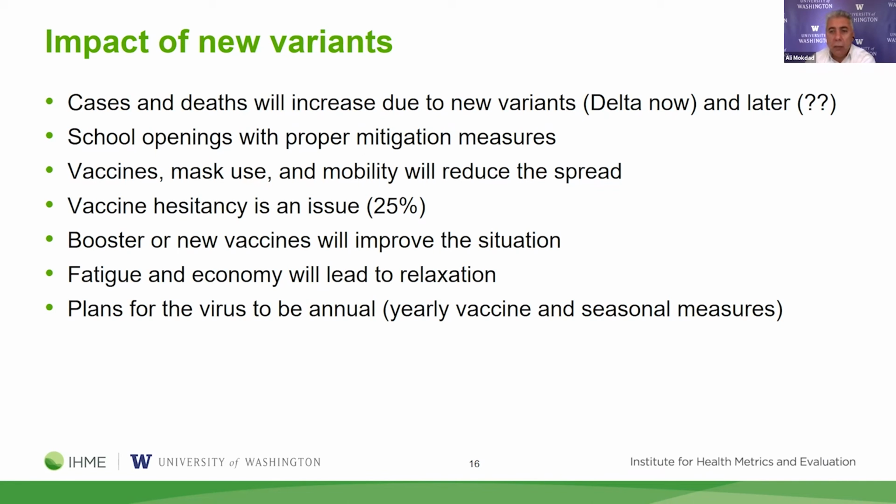A booster or a new vaccine, meaning developing a new vaccine that will attack the new variants like we do with flu vaccines every year, where we tweak it to be more relevant to what's circulating, will help a lot. But at the same time, fatigue and economy will lead to relaxation. Many countries, many locations will open up. And you see the debate in the United States. But we need to plan for this virus to be annual for the coming 2 years, and perhaps having mandates during the season. Of course, this summer we've seen it wasn't seasonal. It hit us hard during a summer where we didn't expect it. We expected the surge to be in winter.